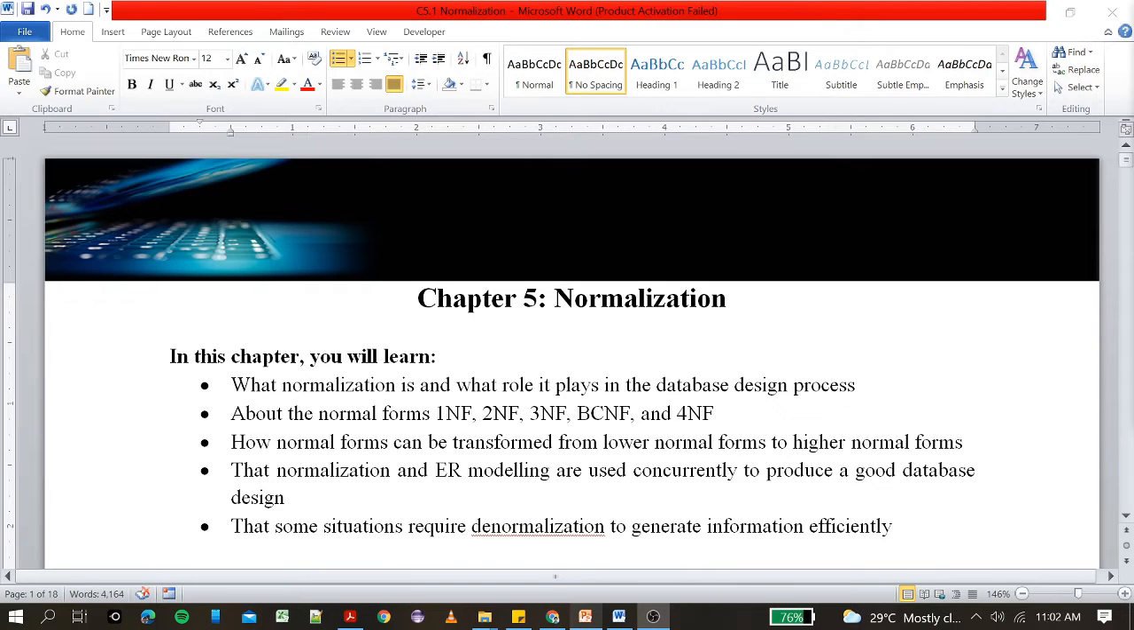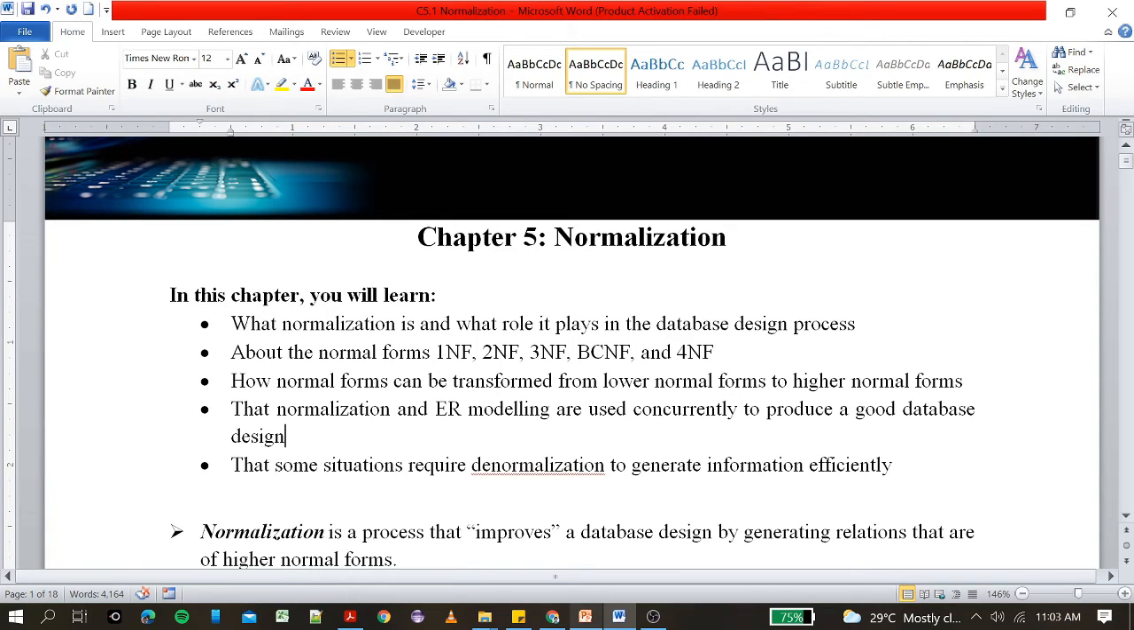Okay, good morning, everyone. So today we are going to discuss our topic for chapter 5, which is about normalization. So in this chapter, you will learn what normalization is and what role it plays in the database design process, about the normal forms, which are called the first normal form, second normal form, third normal form, BCNF or the Boyce-Codd normal form, and the fourth normal form.